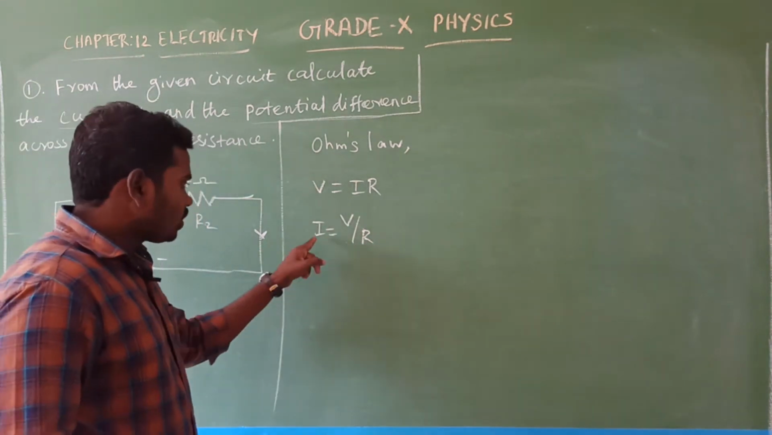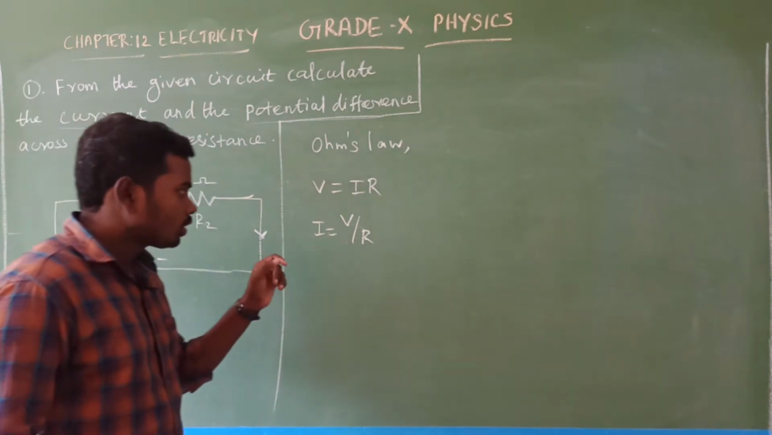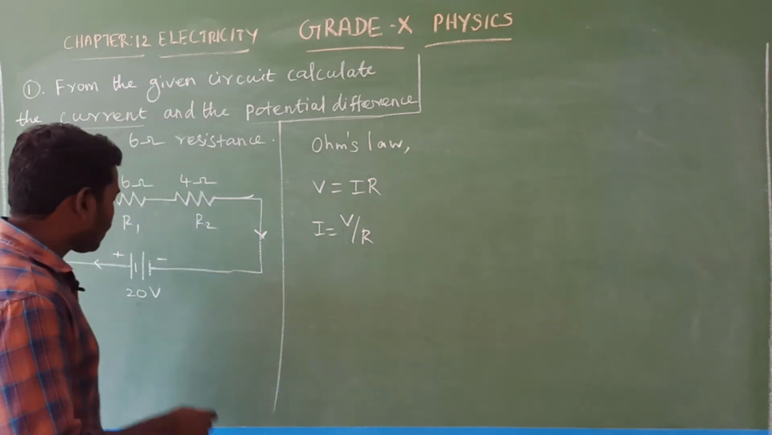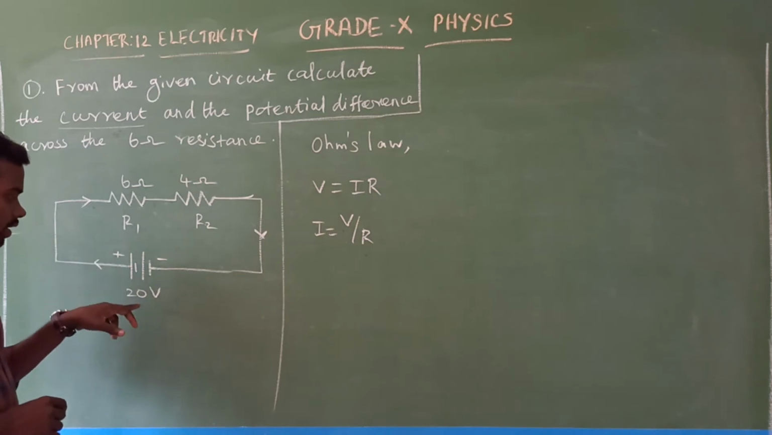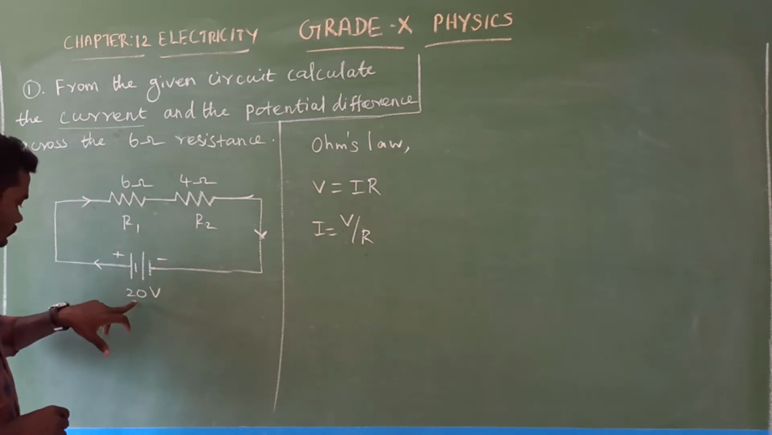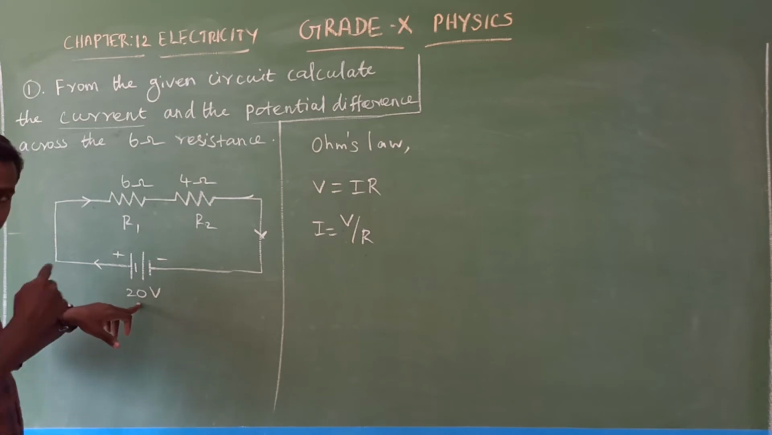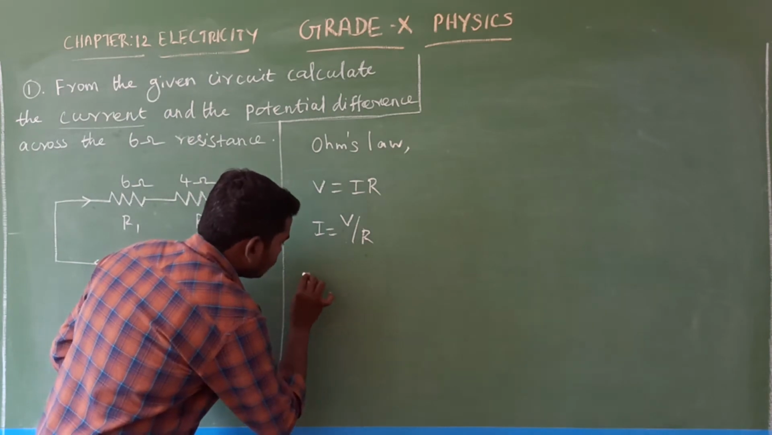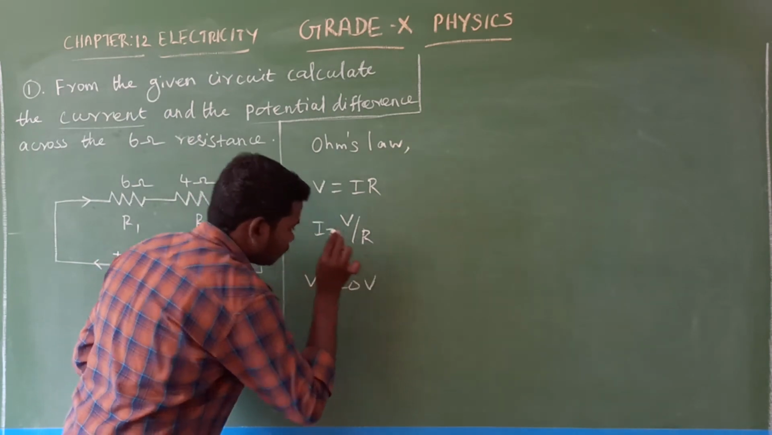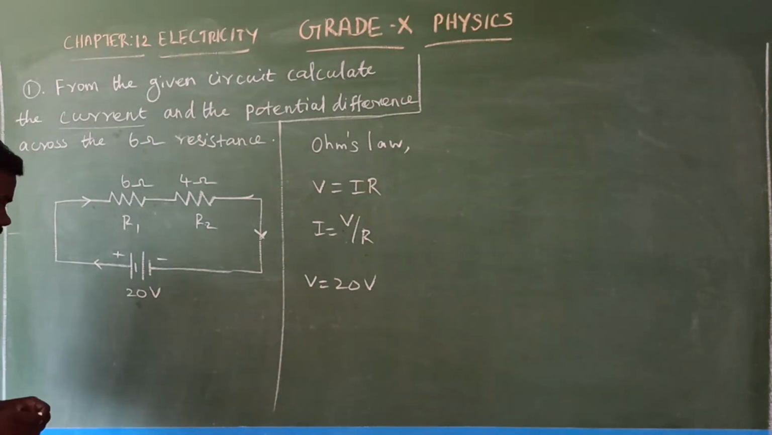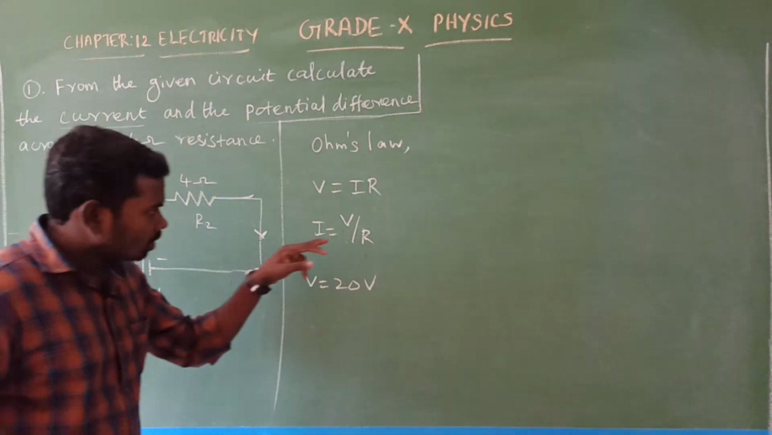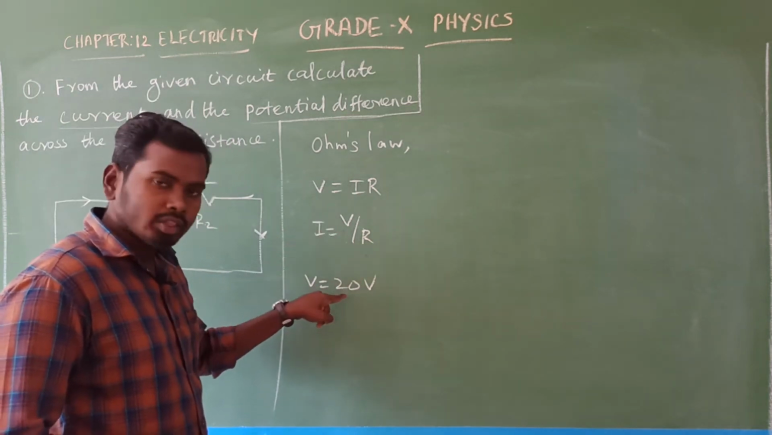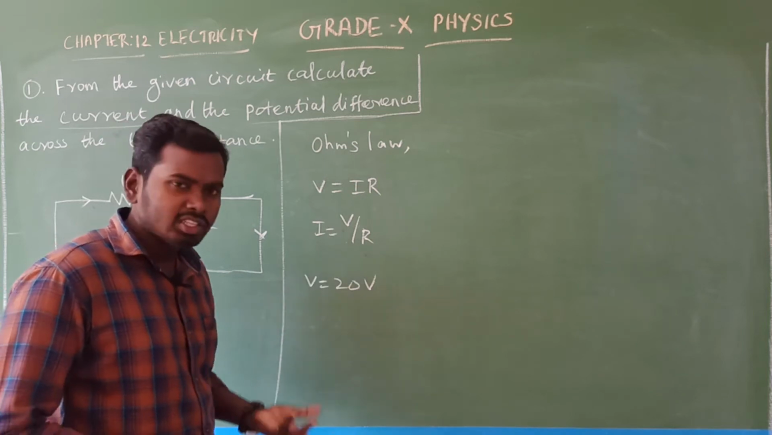Am I right? Yes. What is the voltage value? The voltage value is 20 volt. Throughout the circuit, the potential difference is 20 volt, so V is equal to 20 volt. Then what is the resistance value? According to Ohm's law, V equal to IR, so I equal to V by R. We know the voltage is 20 volt, then we need the R value.